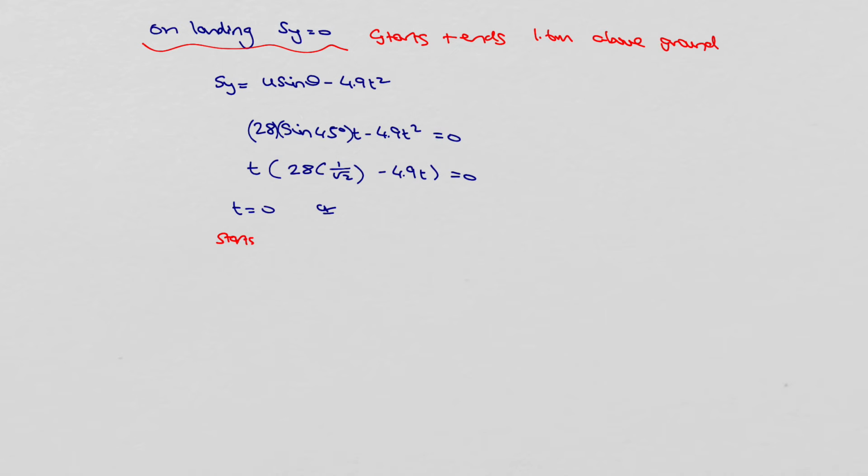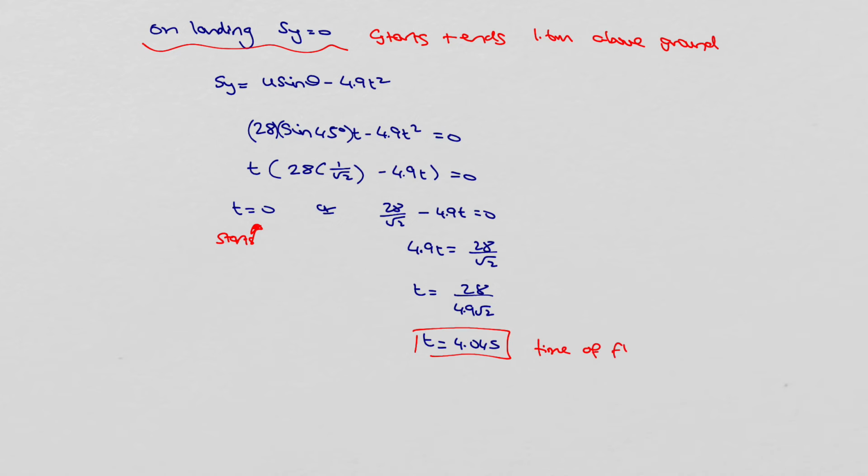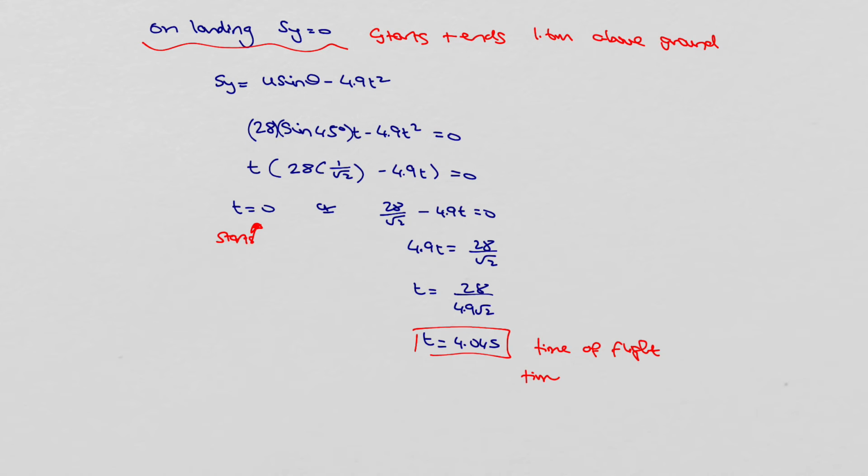So the displacement is 0 at the start, but also at the end. And we have 28 over root 2 minus 4.9t also must equal 0. So that means that we have 4.9t is equal to 28 over root 2. So in other words, t is equal to 28 divided by 4.9 root 2. So our time, which we call our time of flight, is equal to 4.04 seconds. So we refer to this as the time of flight. So in other words, the time spent travelling. So time the ball is in the air.